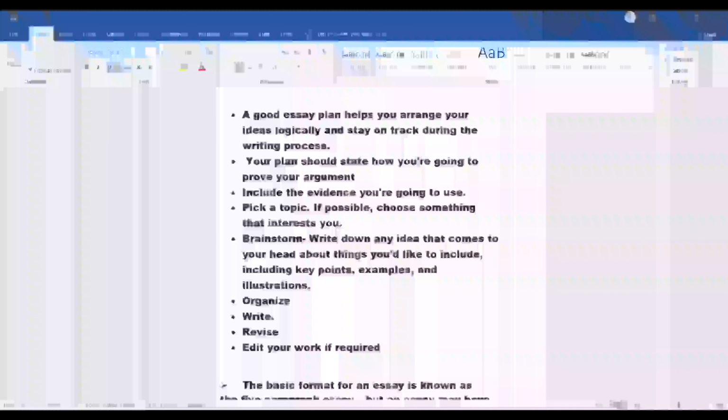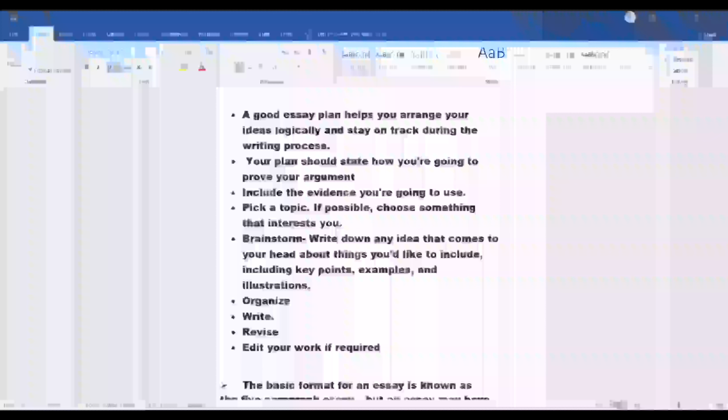The next one is picking up a topic. That is the most important thing here. Why picking up a topic? Because based on that topic only, you are going to write it down. If possible, choose something that interests you, which is an interest area of your own mind, something you have a liking for.